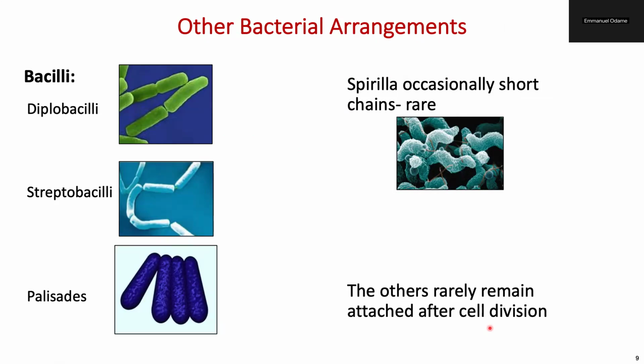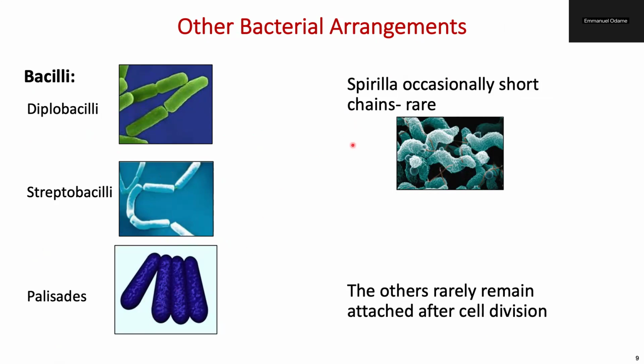And then we also have other bacterial arrangements, which include the diplobacilli. These come from the ones that form rod shapes, the bacillus. So with the diplobacilli, we have basically two rod shapes. Streptobacilli are a longer chain of rods. And we have the palisades, which is basically rods attached to each other on the side.